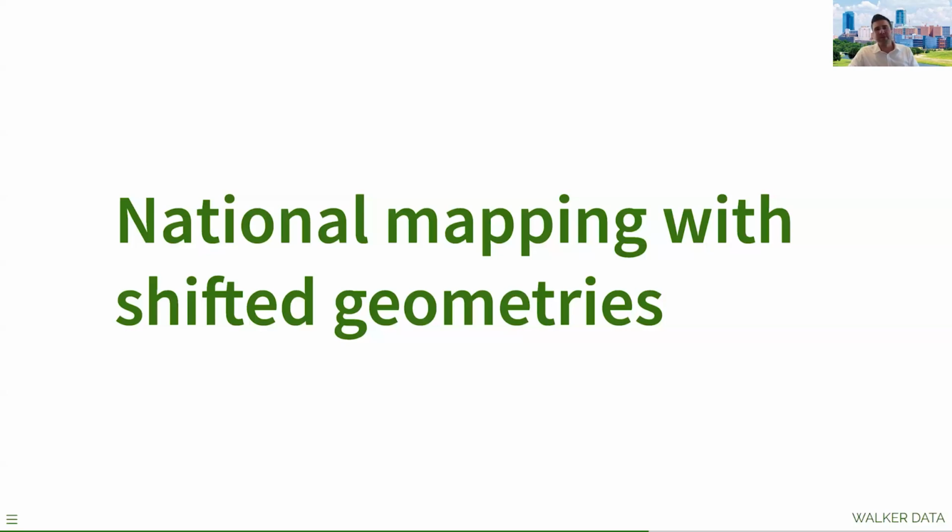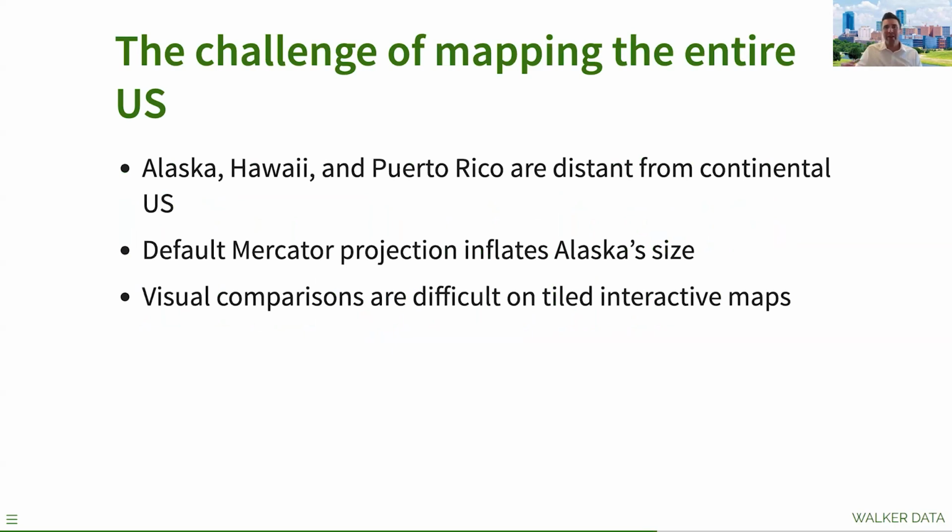All right, first things first, we're going to talk about national mapping for the United States. So this is a huge challenge that comes up when you're trying to map the entirety of the US. The US is non-contiguous. We have the continental United States, 48 states plus the District of Columbia. And then you have a couple other states that are fairly distant from the rest of the country. Plus, then you have territories like Puerto Rico, which are typically treated as a state on these sorts of maps.